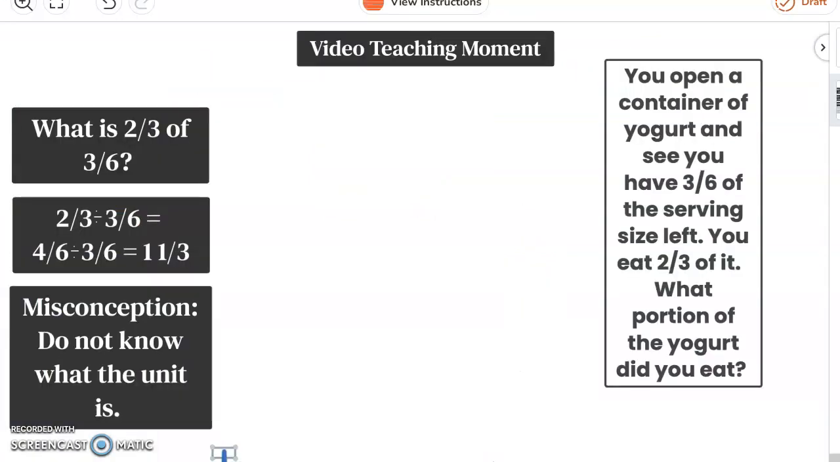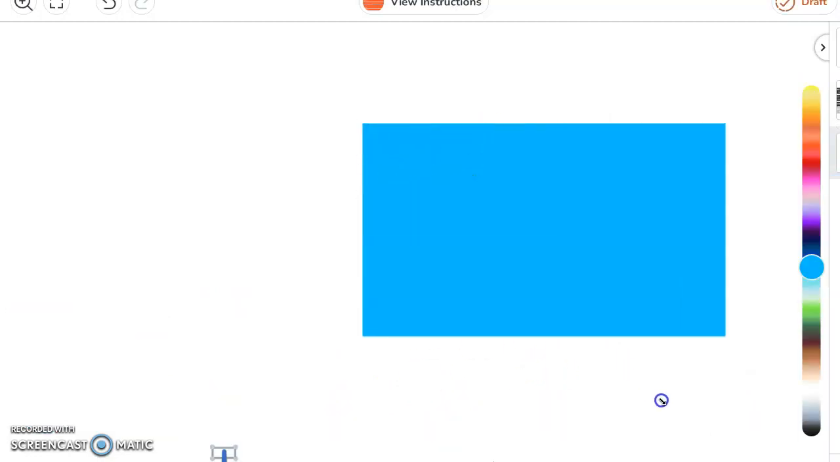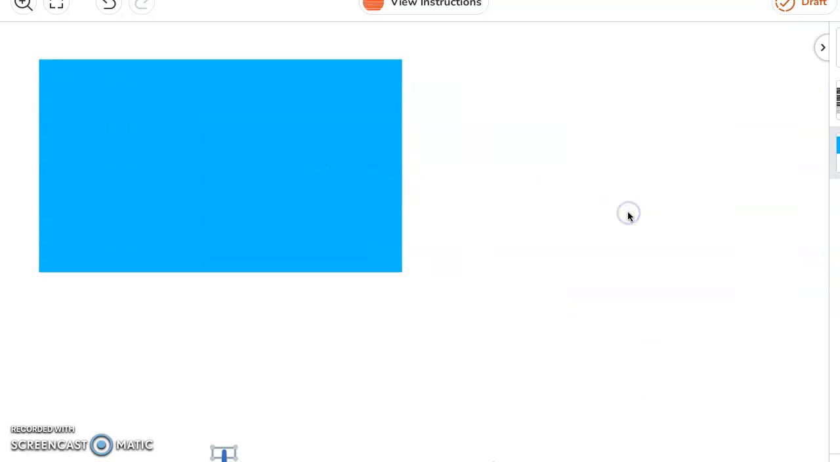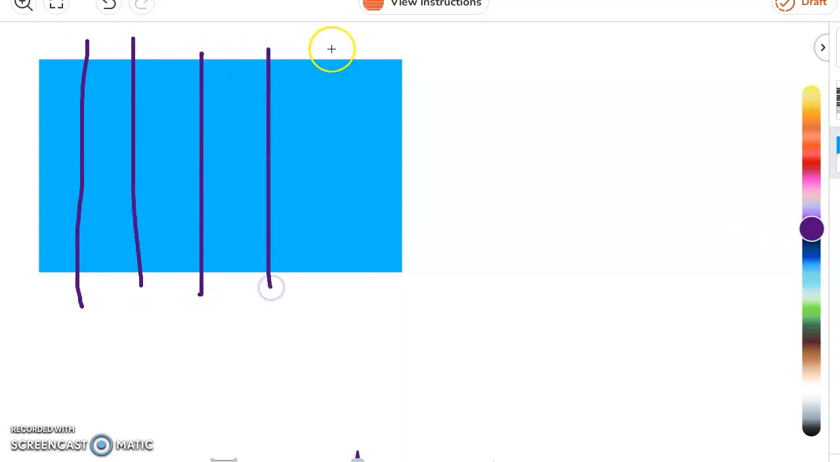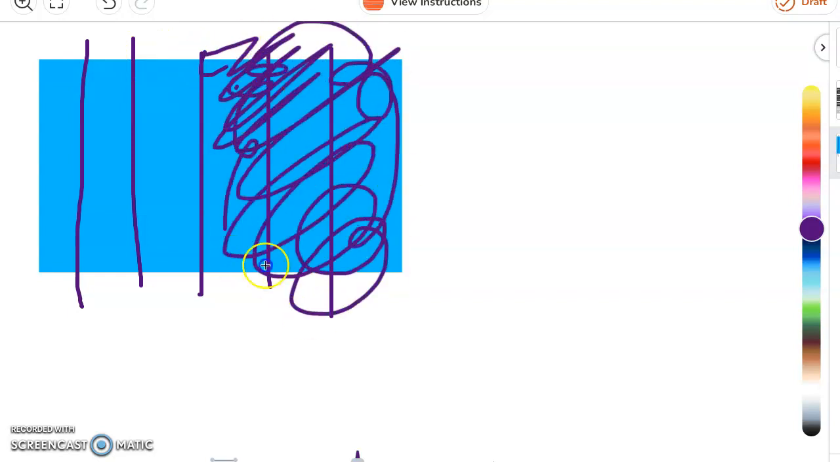Now, showing this abstractly, we'll show the whole container of yogurt, which evenly eaten portion, as the rectangle. We will need to divide this rectangle, or separate this rectangle into 6 to show how much we have left. We have 3/6 left, so we need to see this container of yogurt divided into 3 sections. So that's how much we have left. So we'll just cross out the eaten portion.